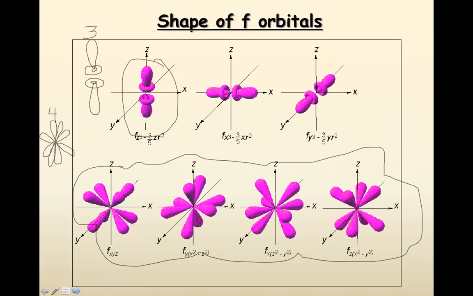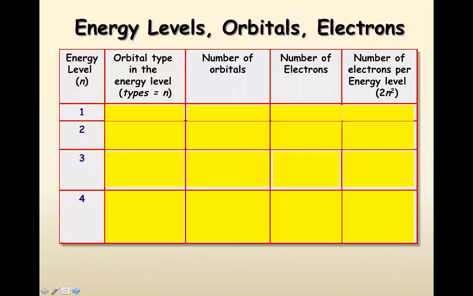Okay, those are called subshells. Okay, the energy level is called a shell a lot of times, and the orbital shape is often called a subshell. Okay, so let's look at energy levels, orbitals, and electrons. This chart will be very handy for you to jot down.